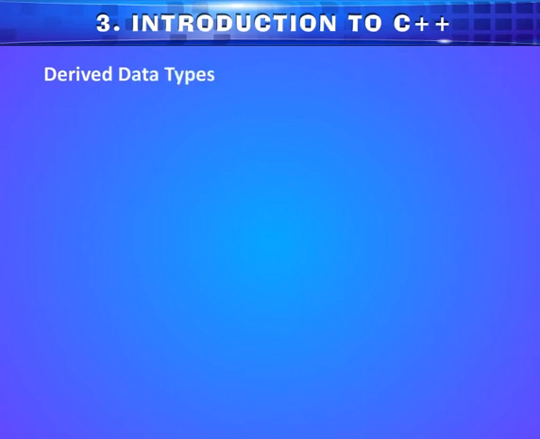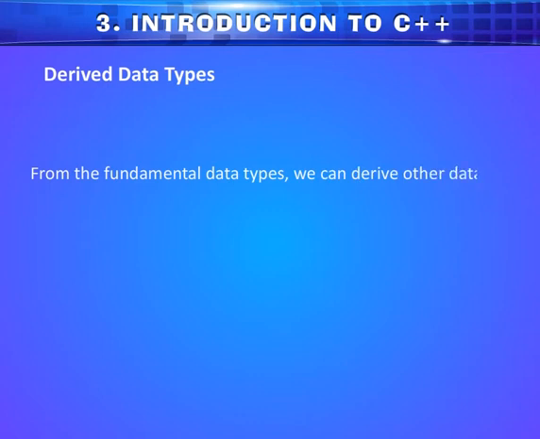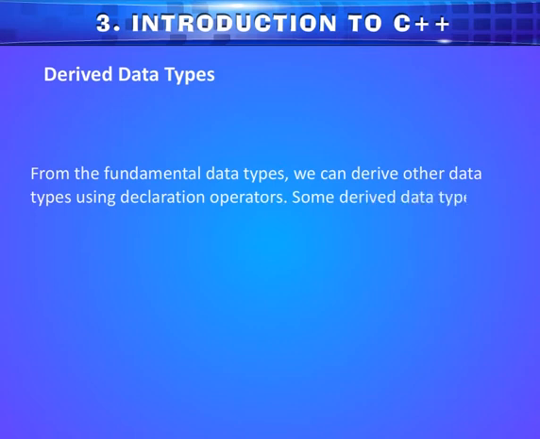Derived data types. From the fundamental data types, we can derive other data types using declaration operators. Some derived data types are array, functions, pointers, classes, structures, etc.